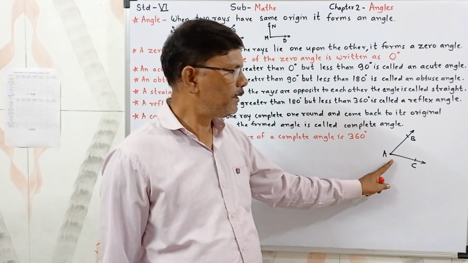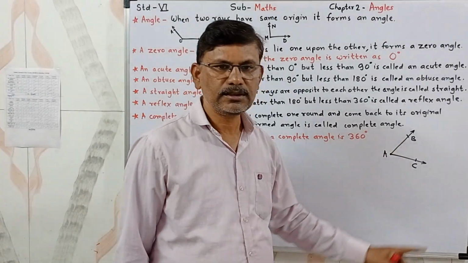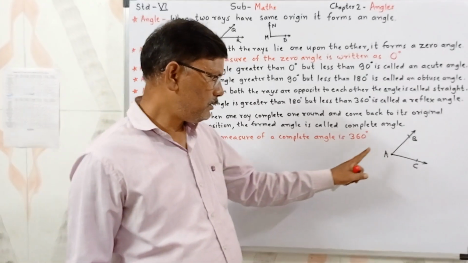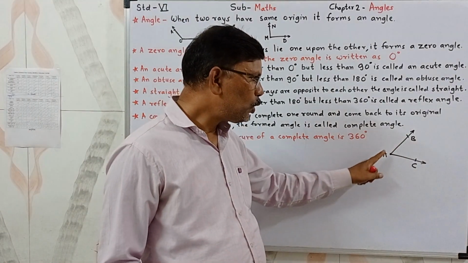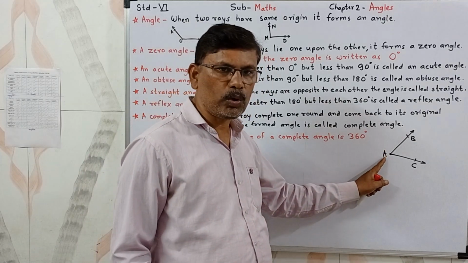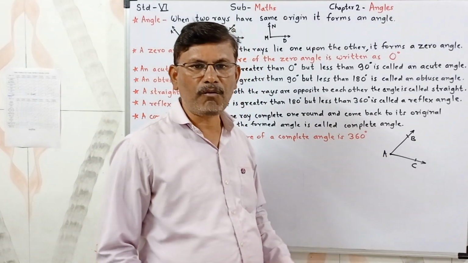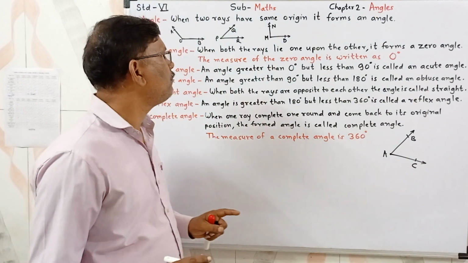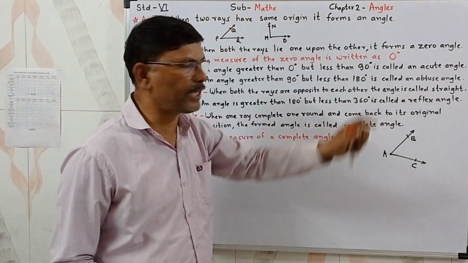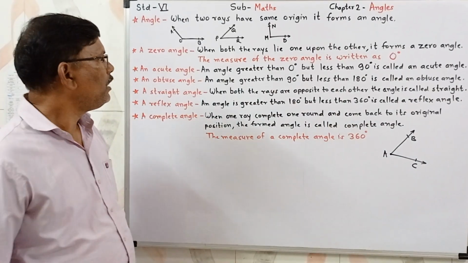Understood? And it forms an angle. When two rays have the same origin, they form an angle. Understood?